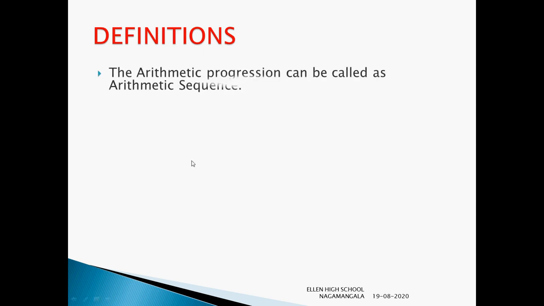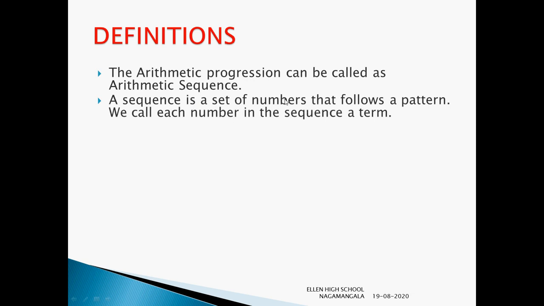Let us see. The arithmetic progression can be called an arithmetic sequence. That means arithmetic progression and arithmetic sequence are the same. Then what is a sequence? See here. A sequence is a set of numbers that follows a pattern. That means a sequence is a set of numbers, numbers in series also. We call each number in the sequence a term.